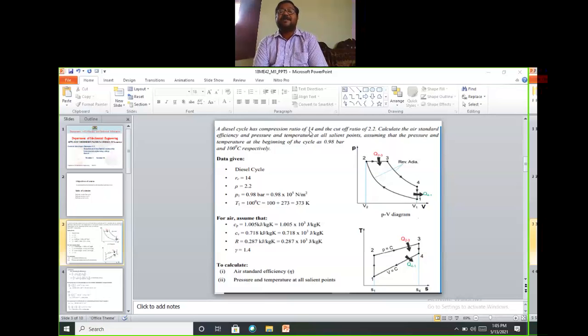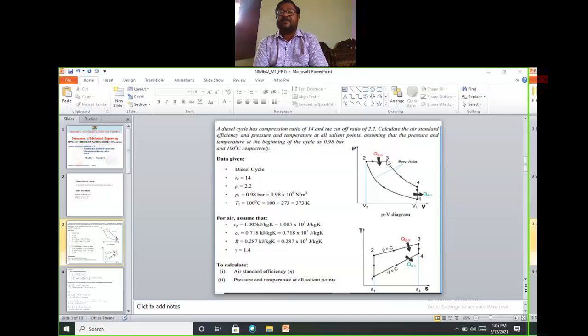Now the compression ratio is 14, so V1 by V2 is 14. Rho is the cutoff ratio. In the diesel cycle, cutoff always takes place at state 3. 2 to 3 is the constant pressure process. The heat supply starts from 2, goes on increasing, and then at state 3 there is total cutoff of the heat supply.